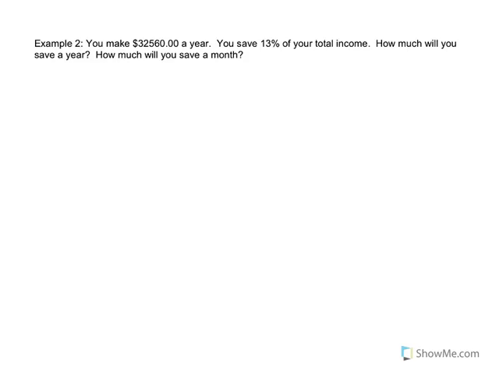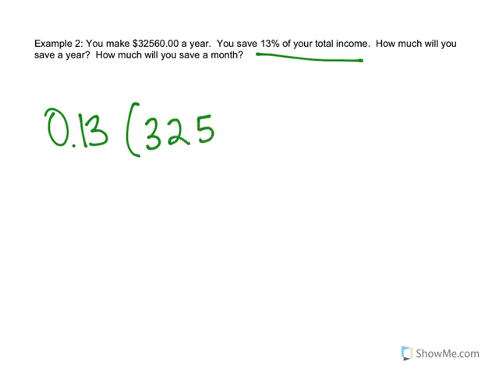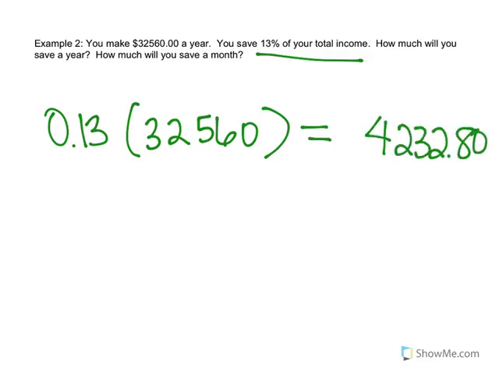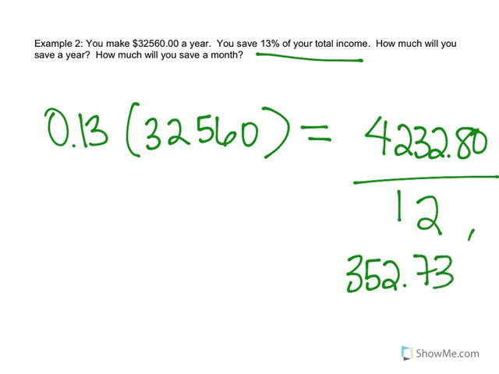$32,560 in a year. You save 13% of your total income. How much do you save in a year? How much do you save in a month? So we're going to go 0.13 times your total income, and you're saving in a year $4,232.80. To figure that out per month, divide by 12, and you're saving $352.73 per month. Seems pretty reasonable as well.